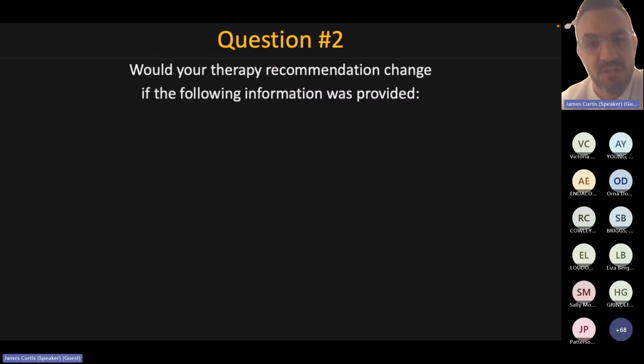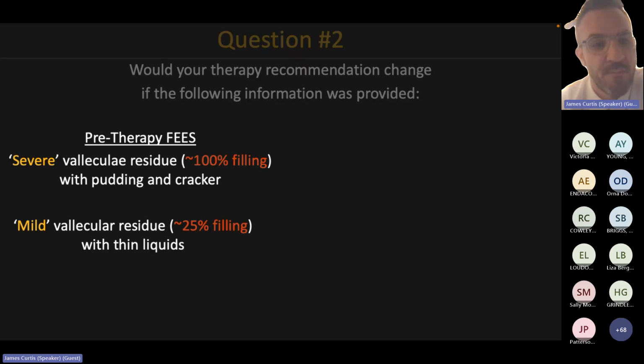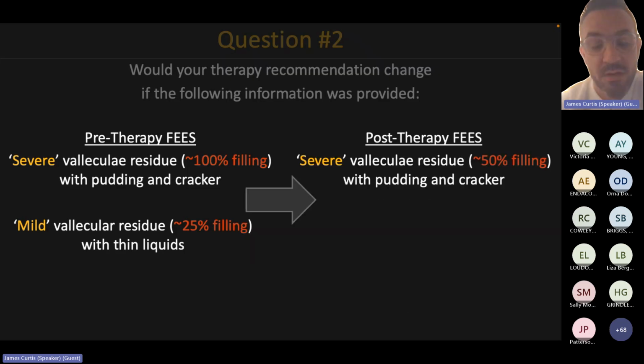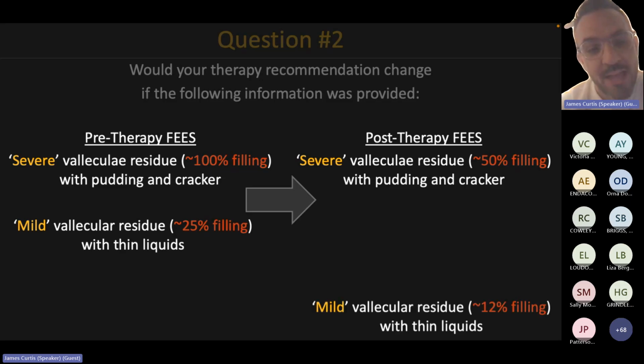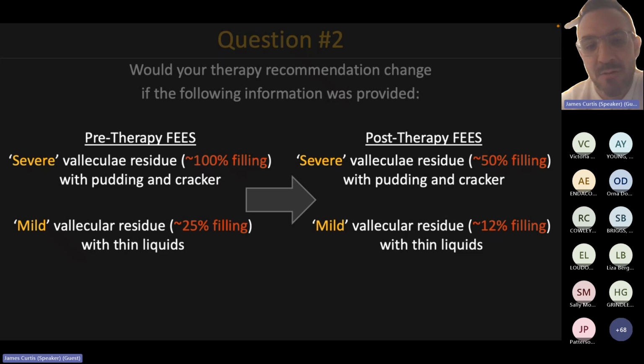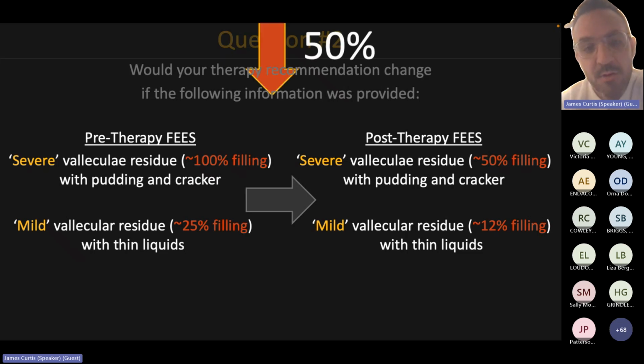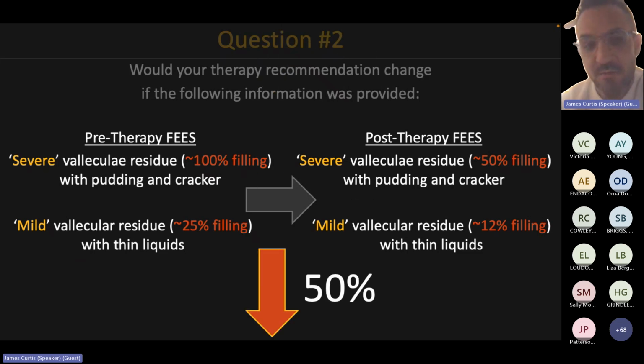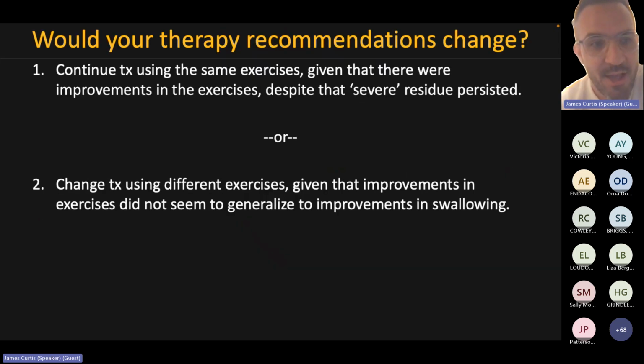But would our recommendations change if the following information was provided? Pre-therapy, she had severe residue of the pudding and cracker, characterized by 100% filling of the vallecula, and a mild amount of vallecular residue, characterized by about 25% filling of the vallecula. Then post-therapy, what if her FEES continue to reveal severe residue, but now it's with only 50% filling of the vallecula, and she still had a mild amount of vallecular residue, but now it's with about 12% filling of the vallecula. In other words, there's a 50% decrease in our residue findings.